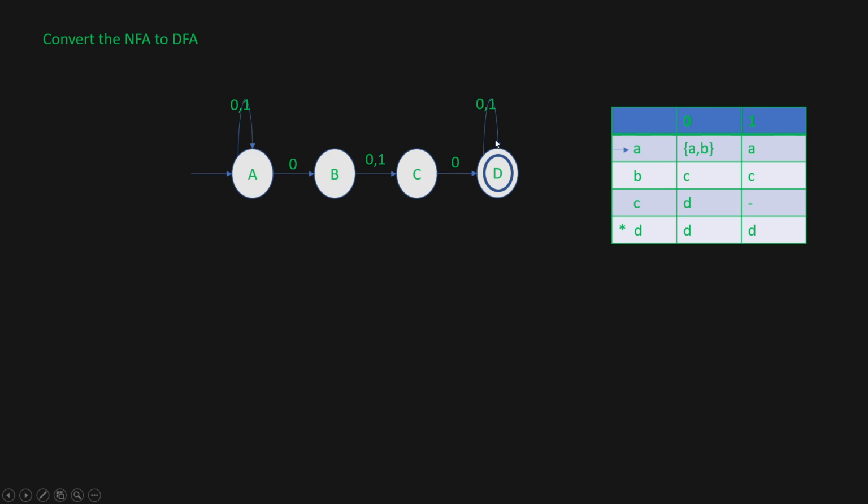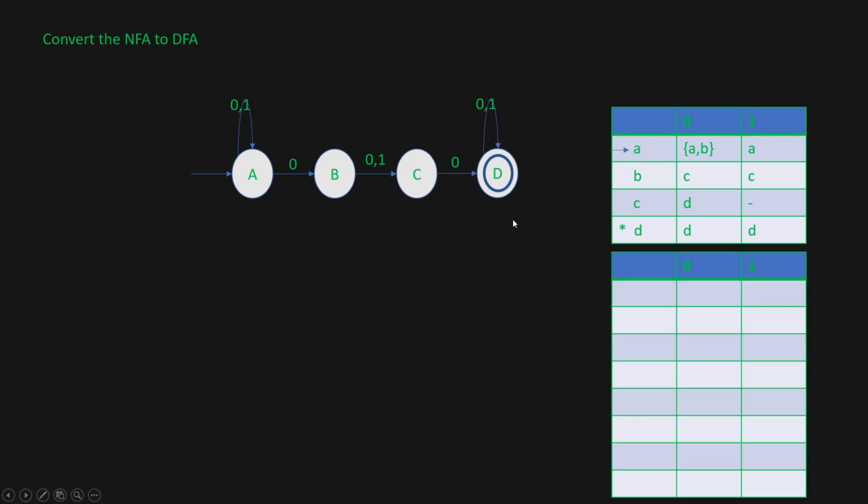Now we'll construct the DFA transition table for this. So let's say this is our transition table for DFA. We have starting state A. If we get input 0, we have to combine these two things and form a new state called AB. And if we get input 1, we are going to stay in state A itself.